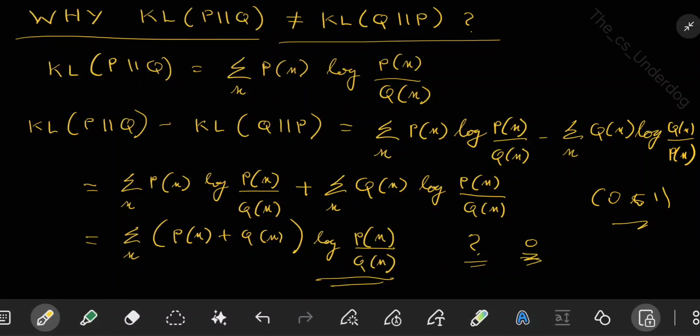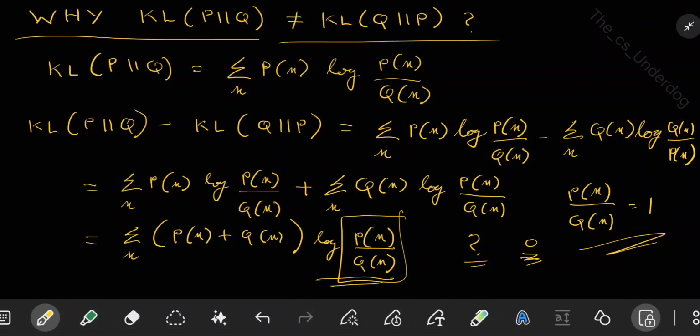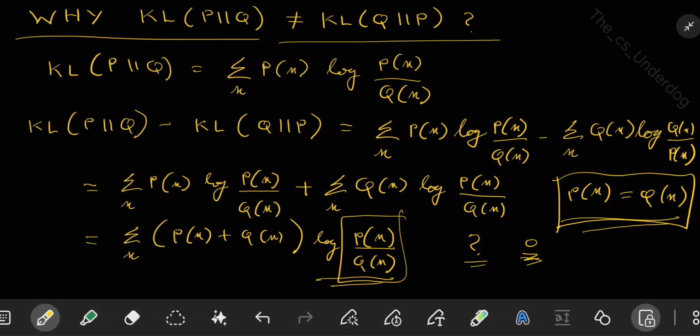Next term is this log P of x by Q of x. If I can make this 0, then also the difference between the KL divergences will be 0. Here I have an option. I know log 1 is equal to 0. That means P of x by Q of x should be equal to 1. When will it be equal to 1? If P of x by Q of x is equal to 1, that means P of x is equal to Q of x. So whenever both these distributions are exactly the same distribution, then only KL divergence of Q from P will be the same as KL divergence of P from Q. So this is the mathematical explanation.